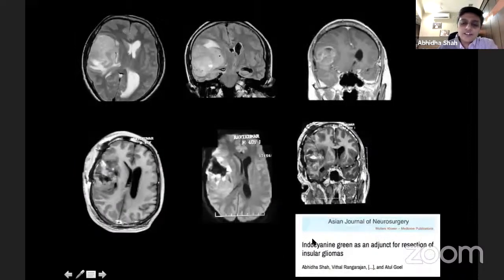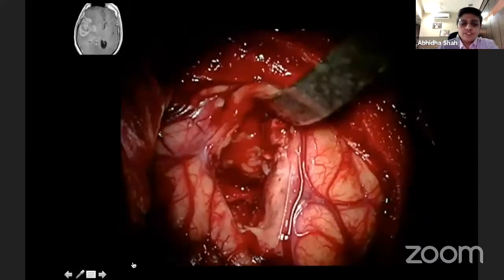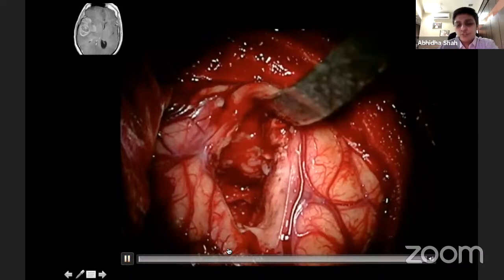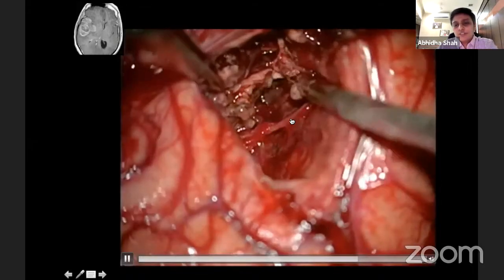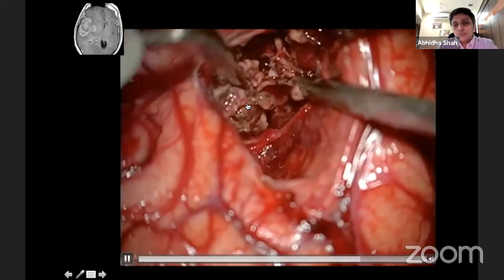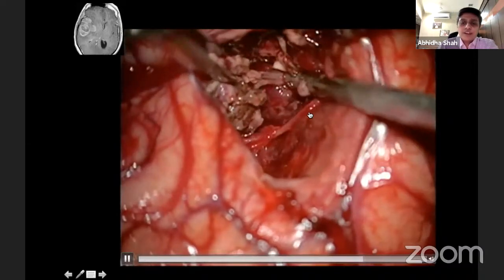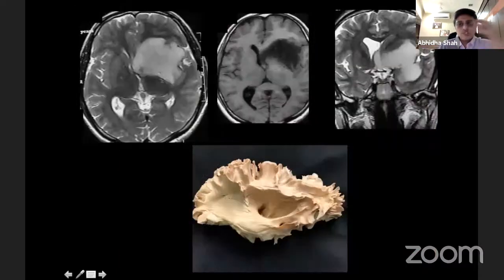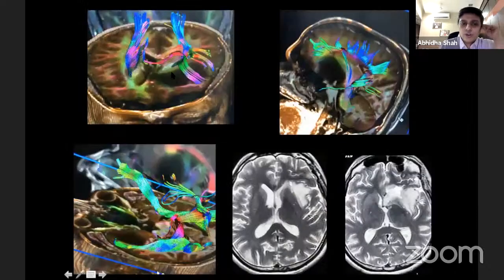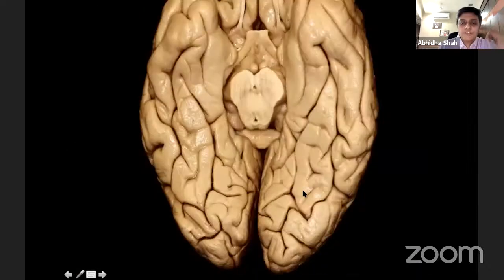This is a small technical note that I had published long ago of using ICG to identify some vessels during insular tumor surgery. Of course, we don't use this now, but at that time I found it an important adjunct to identify an end-passage vessel that was going to the central motor area, and it had to be preserved while doing the surgery. As you can see here, this vessel is being preserved while I'm removing the tumor in this region, and the vessel was preserved by identifying it using ICG. So these are some tumors of the insular region. I will quickly show you how the fibers are displaced, and you can see the post-operative resection cavity.